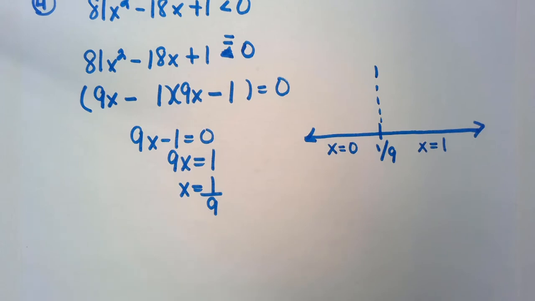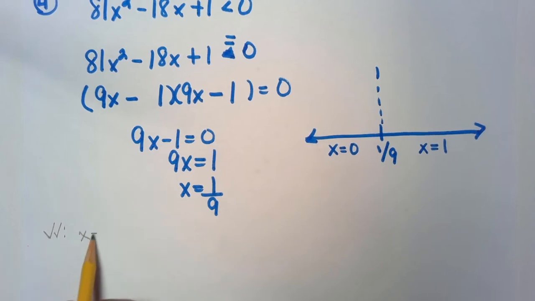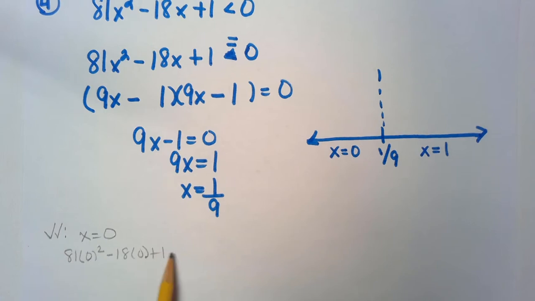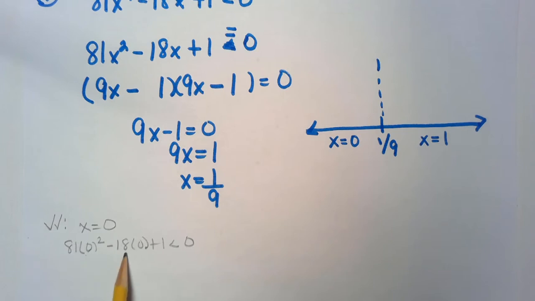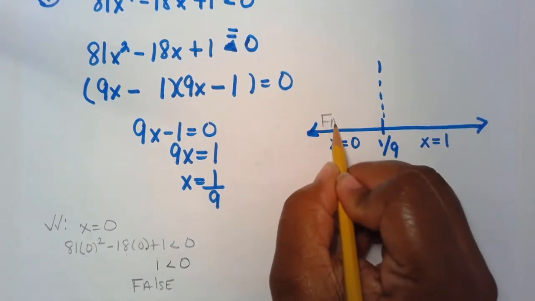So go back to our original inequality. We're going to check. We're going to substitute 0 in for x. So we have 81 times 0 squared minus 18 times 0 plus 1 is less than 0. 0 minus 0, that's 0, plus 1. 1 is less than 0. Is this a true or a false statement? Is 1 less than 0? That is false. So we're going to say false here.